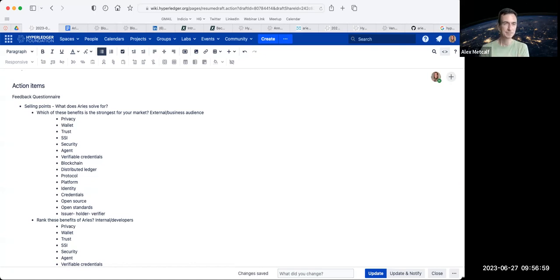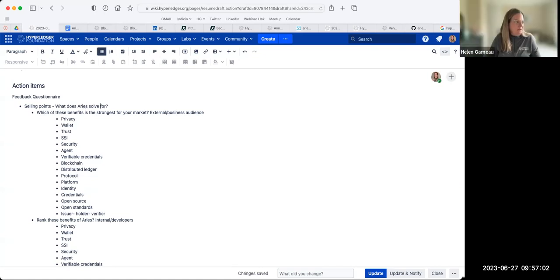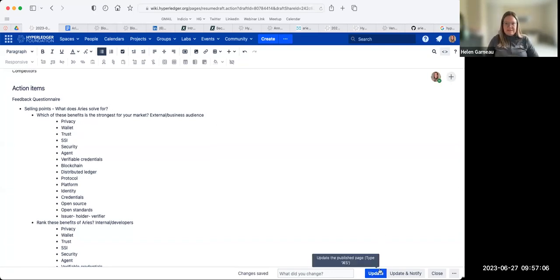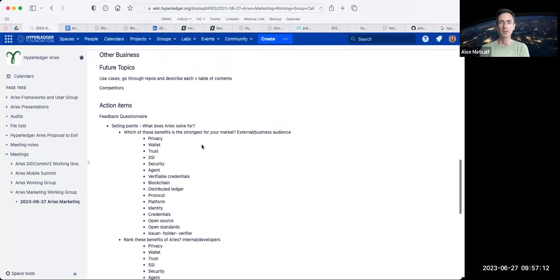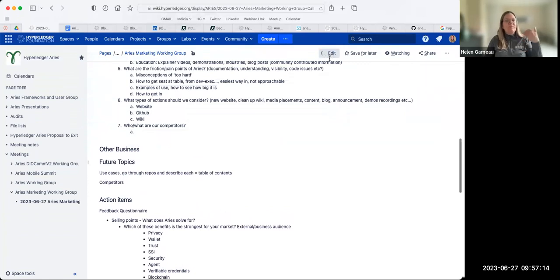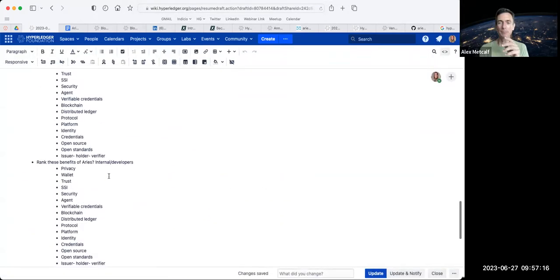Aries, what pain point? Okay, we'll just leave it like that. But yeah, what does Aries solve for? What is X? You know what I mean? And even one step further back, what are they facing right now? We have to find, so it's kind of coupled.